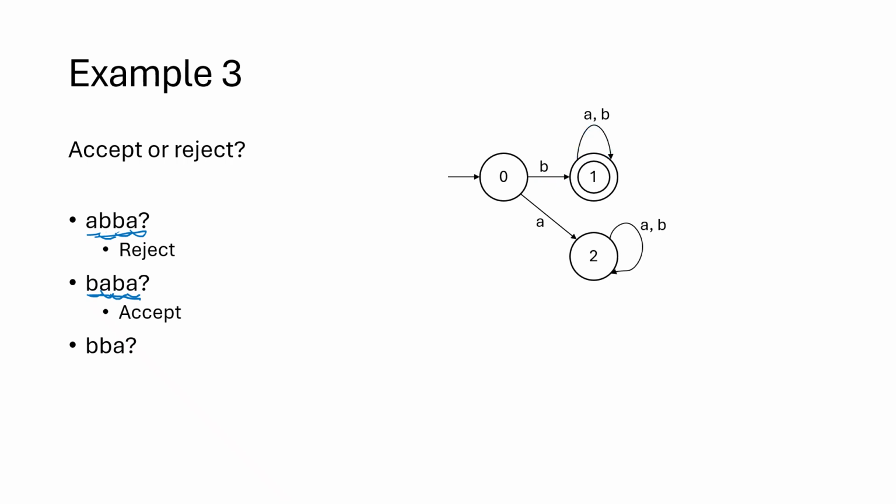So following a similar approach, starting from the initial state, we read the first letter, which is B, we transition to 1, then we read the next symbol, another B, we stay at 1, and we read the last symbol, which is an A, and using the same edge, we stay at 1. So we ended up at an accepting state, which means that this is also accepted.